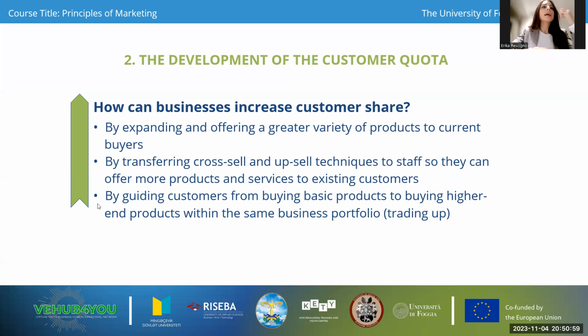Additionally, also by guiding customers from buying basic products to buying higher end products within the same business portfolio. This strategy is called trading up. Trading up is about adding a higher priced or higher quality version of a product to the range of products, generally to increase the sales of the lower priced model through consumer association of its image with the more prestigious model.